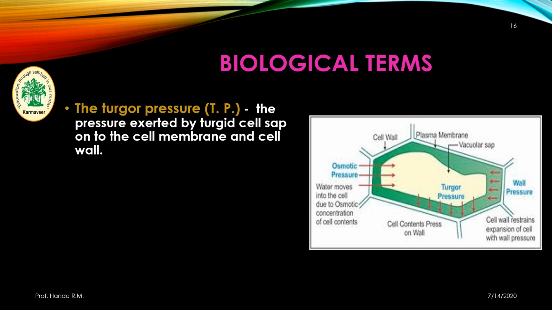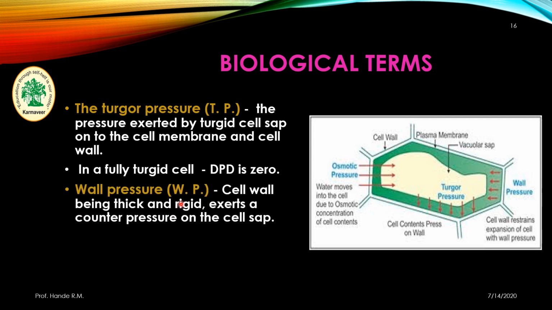And second is wall pressure. The cell wall, being thick and rigid, exerts a counter pressure on the cell sap. It is known as wall pressure. This is the wall pressure and this is the turgor pressure.